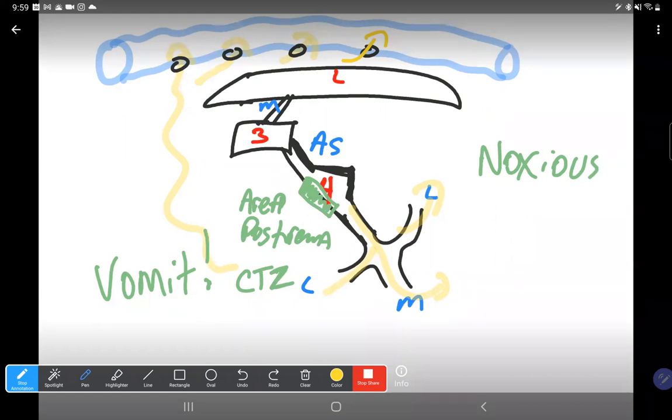How I have it understood, the chemotactic trigger zone responds to an increase in pressure, an increase in intracranial pressure. The area postrema responds to noxious smells.